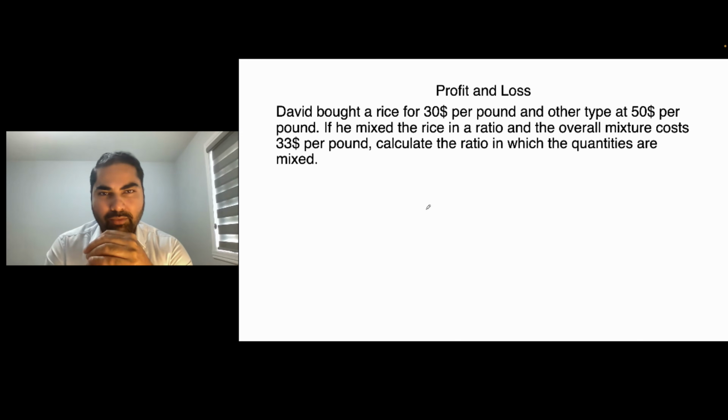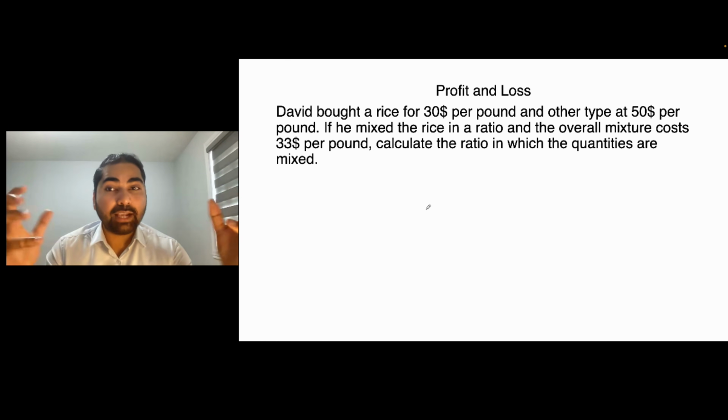David bought a rice bag for $30 per pound and the other type for $50 per pound, and if we mix both of them together, the overall cost is $33 per pound. So calculate the ratio in which the quantities are mixed. So you get the point here, right?